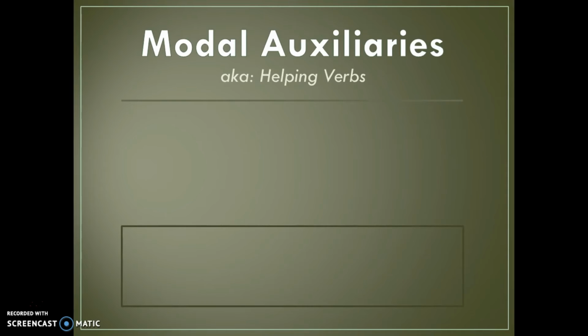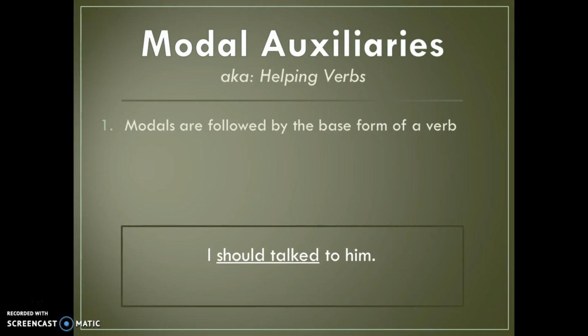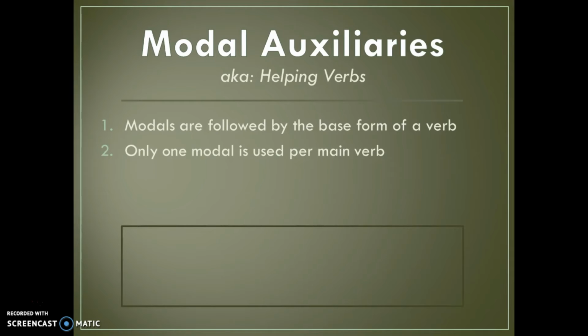It's now time to learn a couple of other rules about modals. You already know the first one. Modals are followed by the base form of a verb. And you saw several examples. Here's one more. I should talked to him is incorrect because it's using the past tense form. Our second rule about modals is that only one modal is used per main verb.